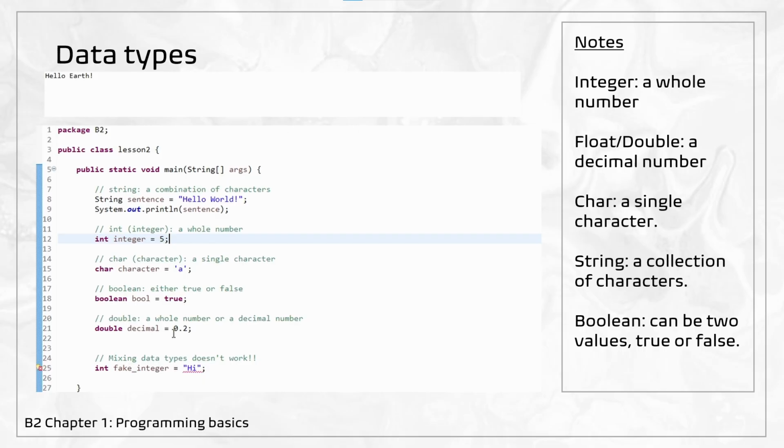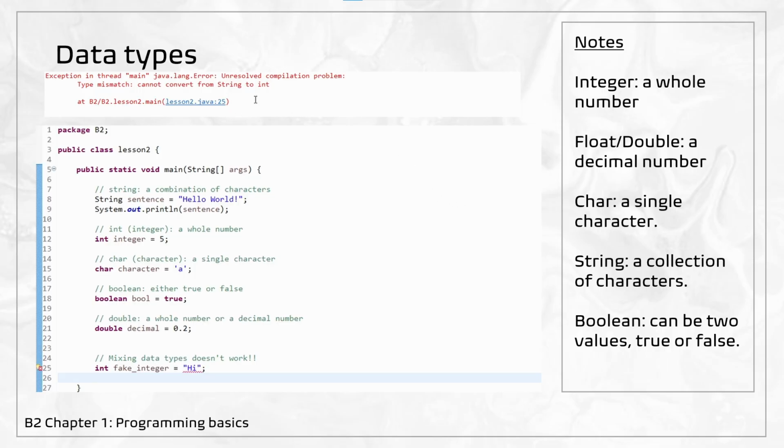Variables in Java can only hold one data type at a time, so something like this won't work. And you can see if we try to run this program, we get an error, and that's because we try to store a string inside of an integer variable.